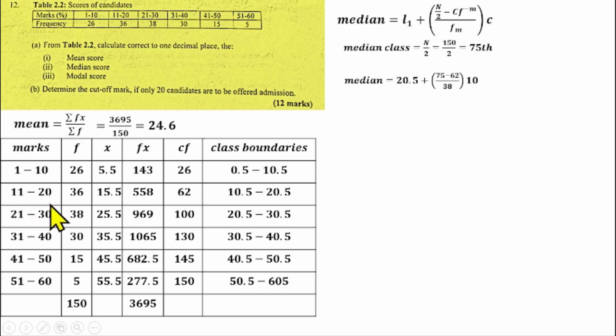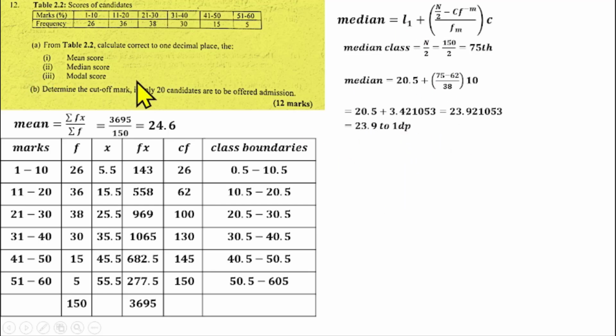The class size is 11 minus 1, which gives us 10. Or you do 20 minus 10, that gives us 10 as well. You can also do 21 minus 11, 10. 30 minus 20 is 10. So the class size is 10. From there you can simplify further. You have 20.5 plus, if you simplify this with your calculator, 3.4211053. If you add this together, that gives us 23.921053. We take it to 1 decimal place, and that gives us 23.9. That's for the median.